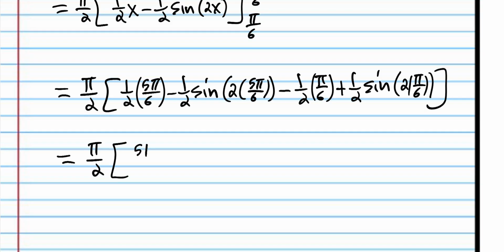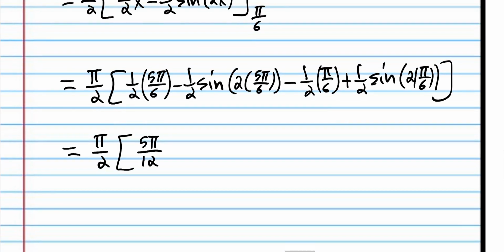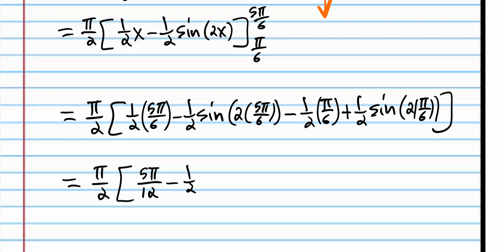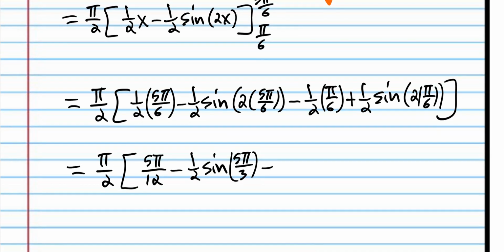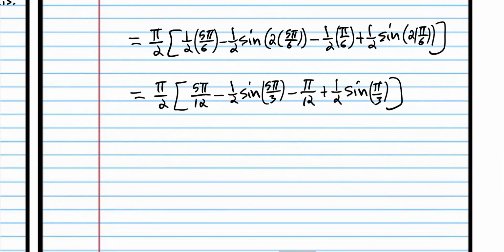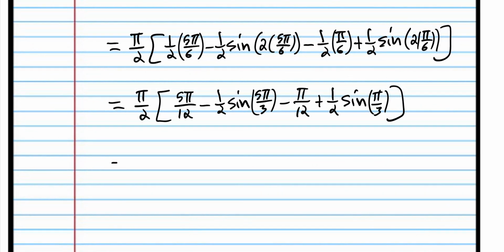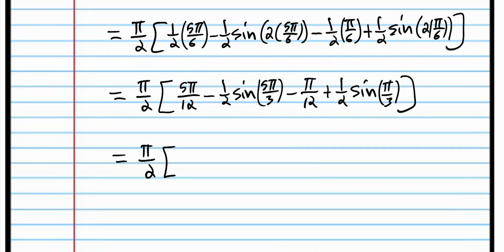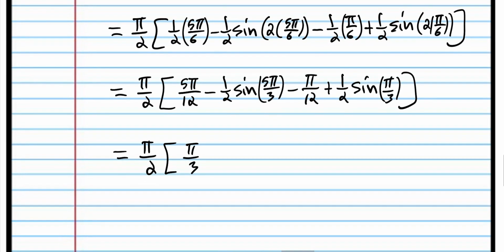Okay, so it looks like we have 5 pi over 12 minus 1/2 times sine 5 pi over 3. Now that's a special angle, so we can calculate that. Minus pi over 12 plus 1/2 sine pi over 3. So pi over 3 is another special angle, so we can calculate that. So 5 pi over 12 minus 1 pi over 12 is 4 pi over 12, which is pi over 3. Again, that's just basic mathematics.